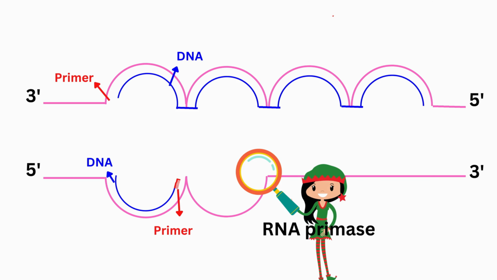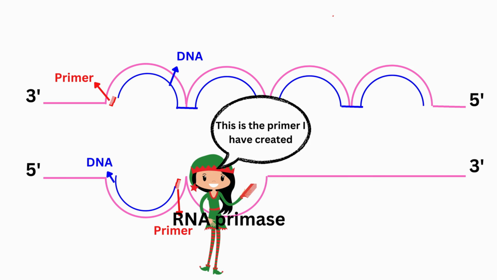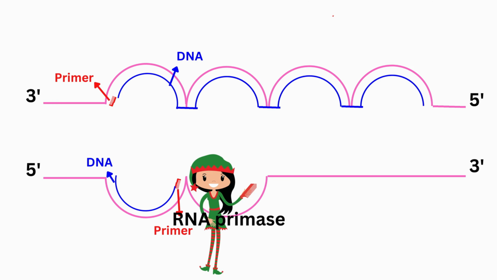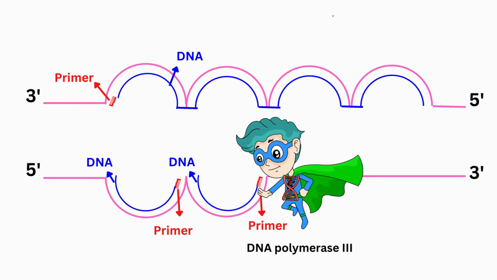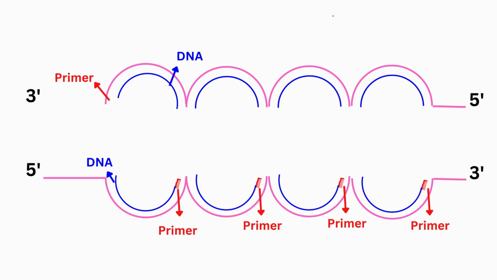RNA primase is going to form a small stretch of RNA which is complementary to these few base pairs on the DNA, and this is going to provide this double-stranded structure for DNA polymerase to come and to perform DNA polymerization or DNA replication. This process continues for the strand at the bottom.